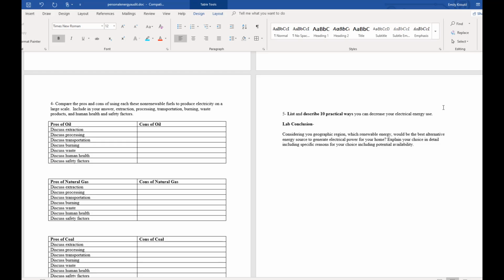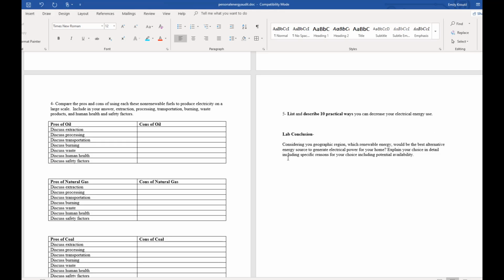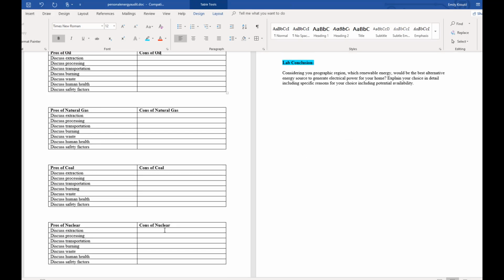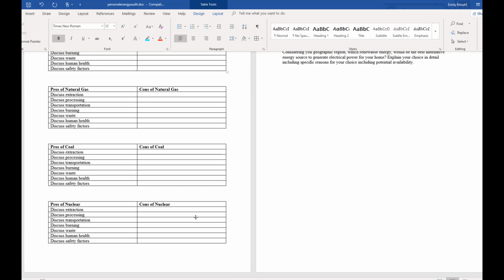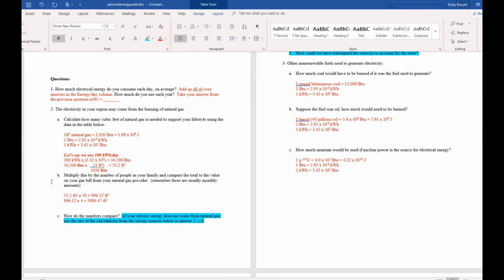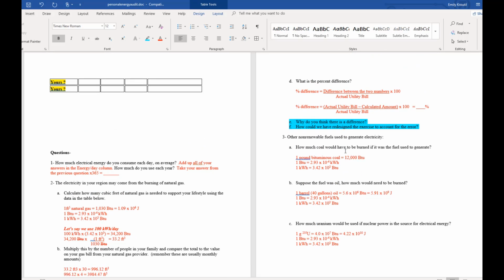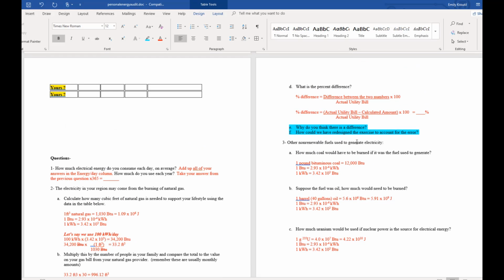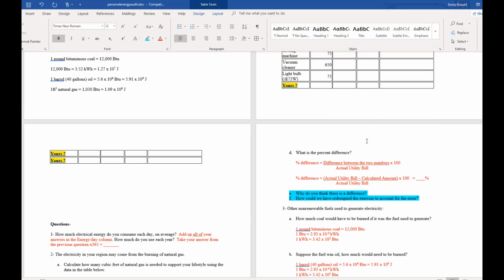Then you can describe 10 ways you would decrease your energy use, and then you can write a conclusion. Okay, so that's what you need to do for this lab. Like I said, I think this pros and cons table is probably going to be one of the most important things you do. That and these calculations, because these calculations are very similar to the type of conversion calculations you'll have to do on the AP exam. So definitely do those as well. Really try and do those. But remember, you do get a calculator on the AP exam now, which is kind of nice.